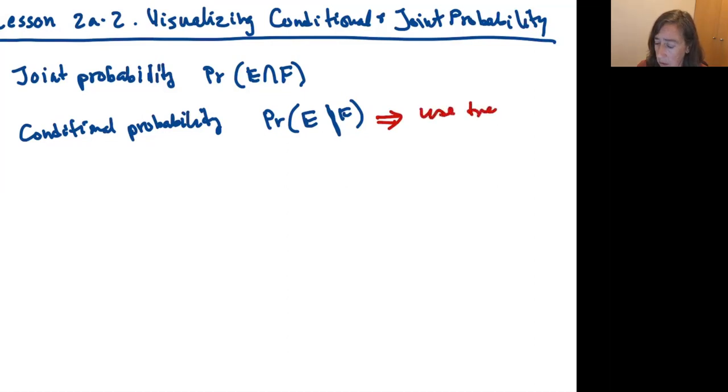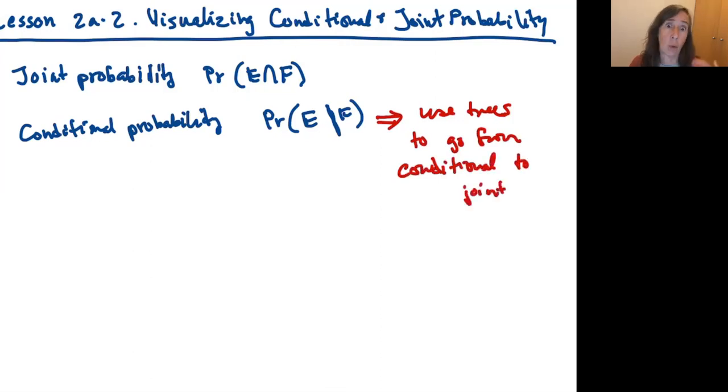Use trees to go from conditional to joint. Somebody gives us, or we assume, the natural way to think about things is in terms of conditional probabilities, and when we get to joint probabilities, the tree will help us with that. But if we're given the joint probabilities, or again, that's our natural starting place, use crosstabs.